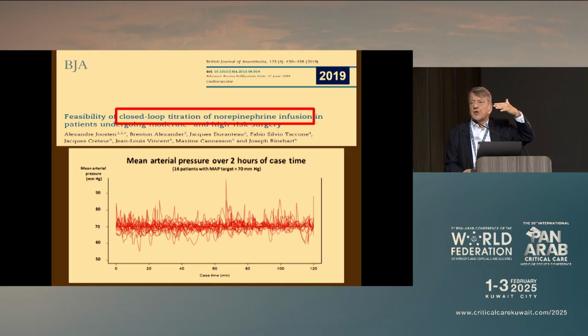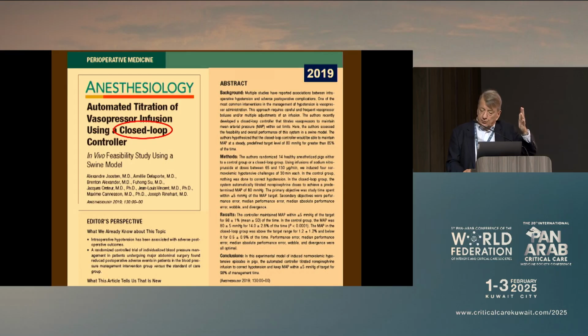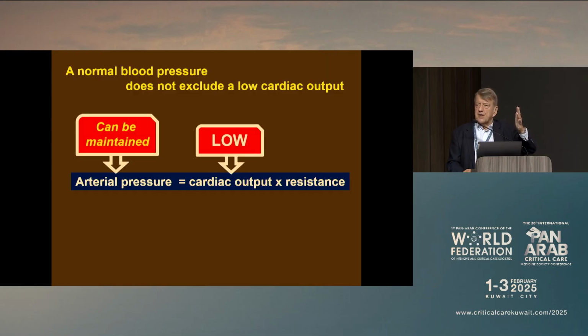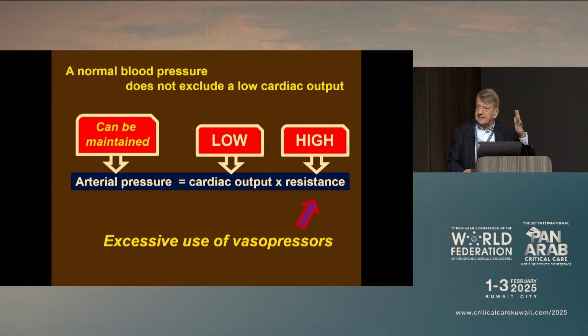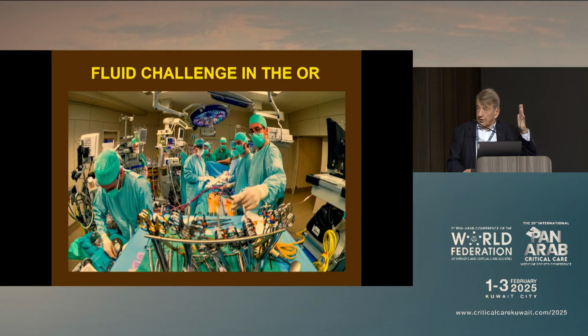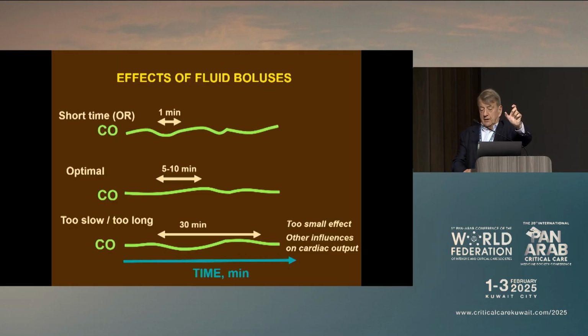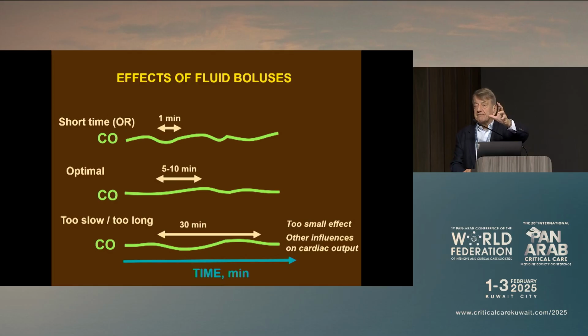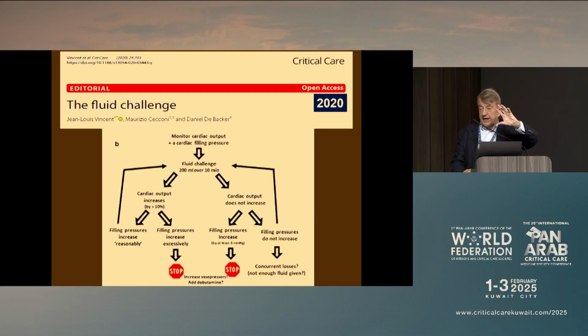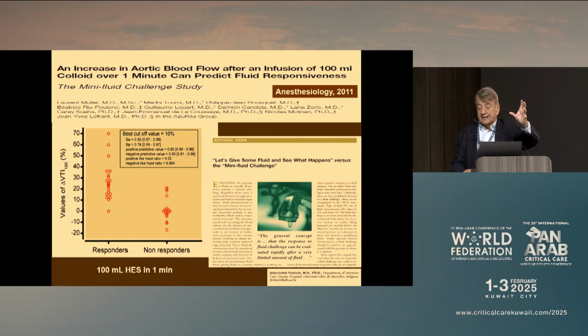With Dr. Justin, we first used closed loop system to adapt the noradrenaline dose automatically, no intervention needed. But once again, it's not just blood pressure. We need to maintain flow. Excessive use of vasopressors can harm the patient. So fluid administration, in the OR, we cannot do it in 5–10 minutes. We can do it in 1 minute. That's what some people have called the mini fluid challenge. So this could be done automatically.